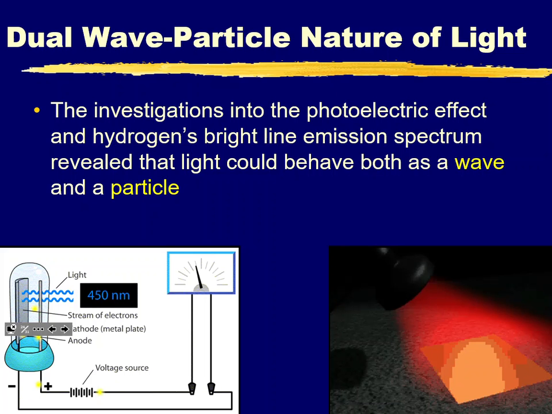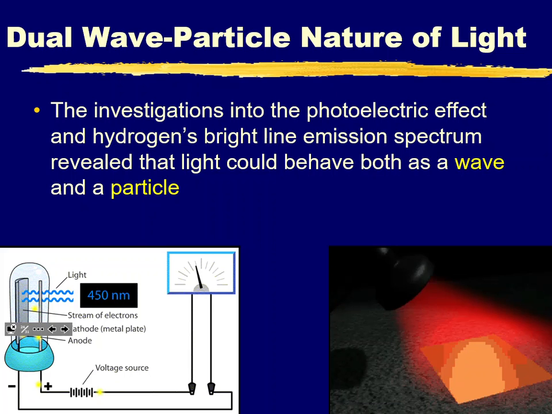Investigations into the photoelectric effect and hydrogen's bright line emission spectrum revealed that light could behave as both a wave and a particle. Now, looking here, the photoelectric effect is shining light on metal, and then the metal ejects electrons. Einstein did experimentation with the photoelectric effect, and only certain wavelengths of the light were able to eject those electrons.